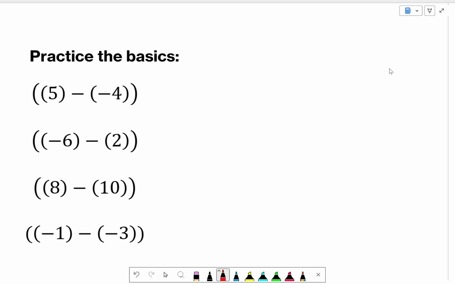So when you have minus and minus, you can actually connect them, and this makes a plus sign. So this is actually 5 plus 4. So we can eliminate the parentheses and then just have 5 plus 4, which equals 9.